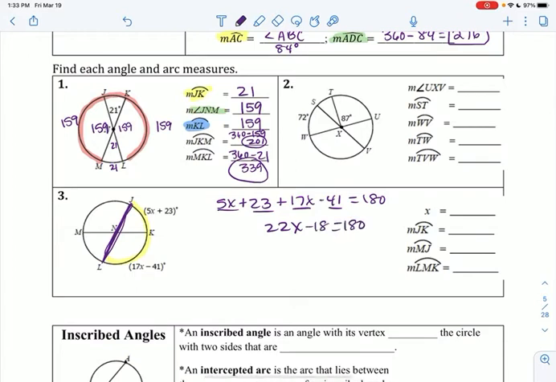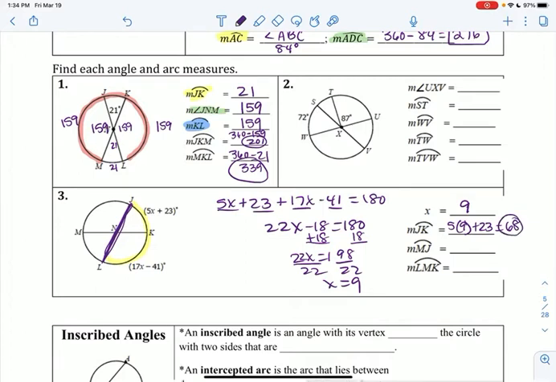I'm going to add 18 to both sides. Then I'm going to divide by 22, and I get x equals 9. So that's that first thing. Then they just want me to substitute in. The first thing I want to find is arc JK. So that's going to be 5 times 9 plus 23, which equals 68.